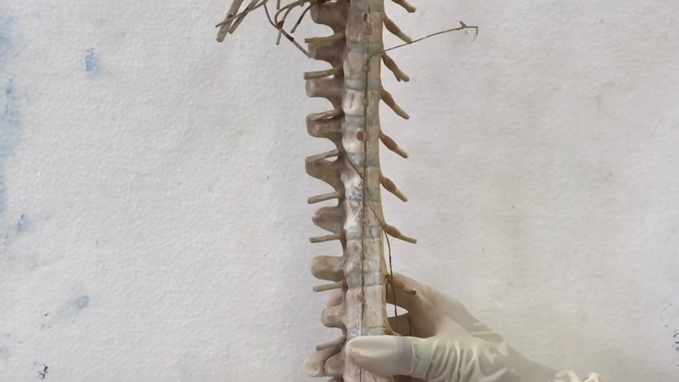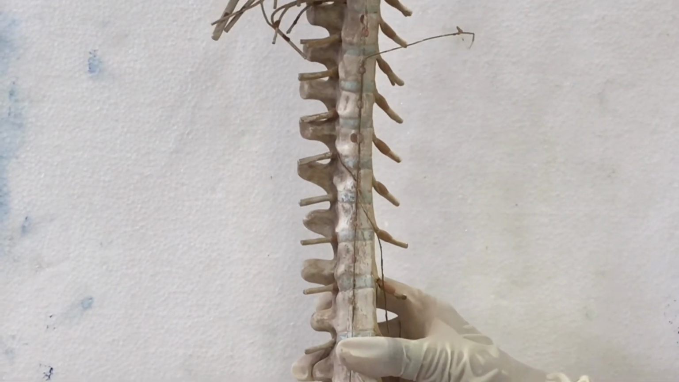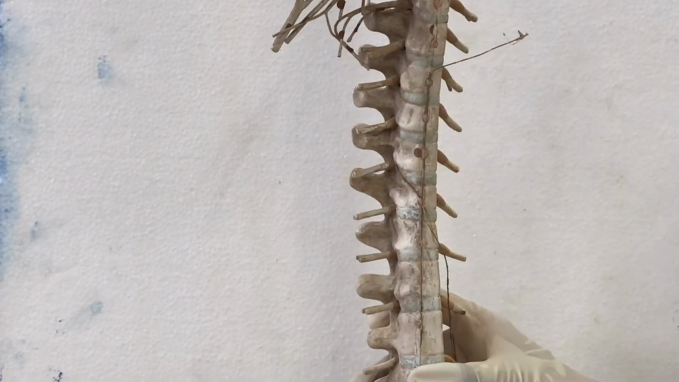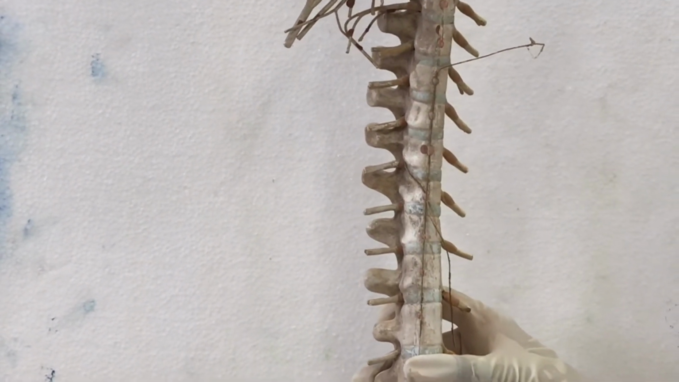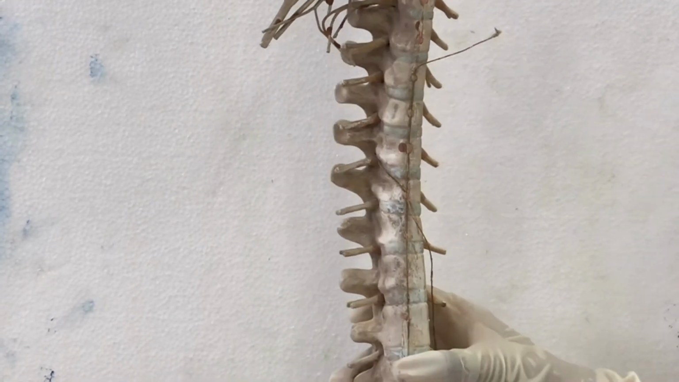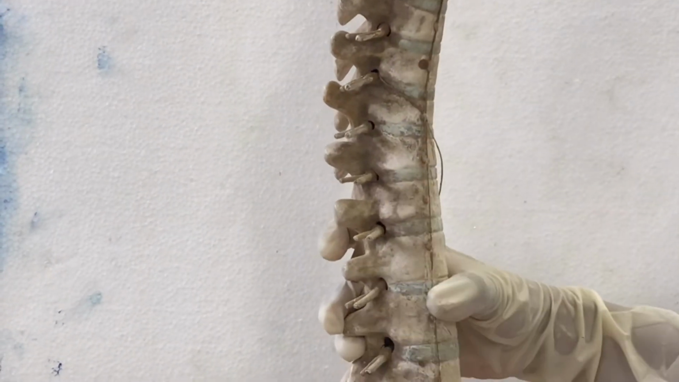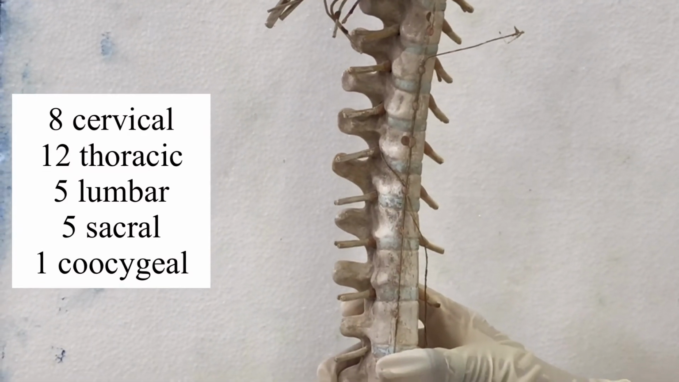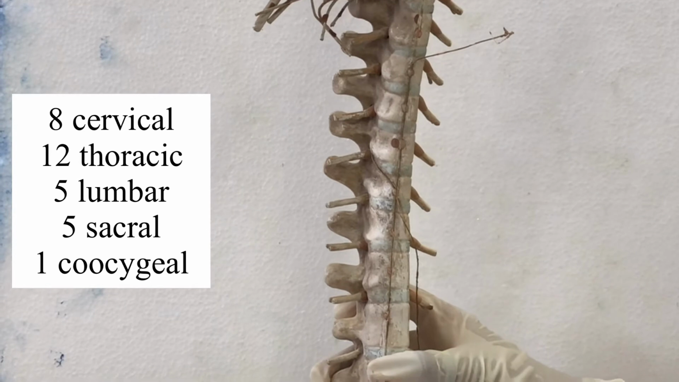This is a model of the spinal cord which helps us to understand the emergence of the spinal nerves as well as the spinal segment. Now, there are 31 pairs of spinal nerves which emerge from the side of the spinal cord. Out of this, 8 are cervical, 12 are thoracic, 5 lumbar, 5 sacral and 1 coccygeal nerve.